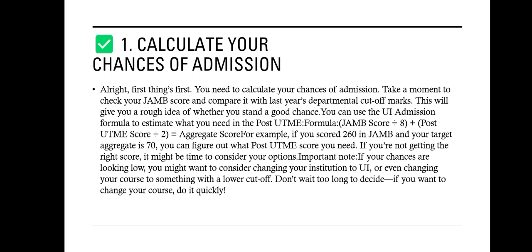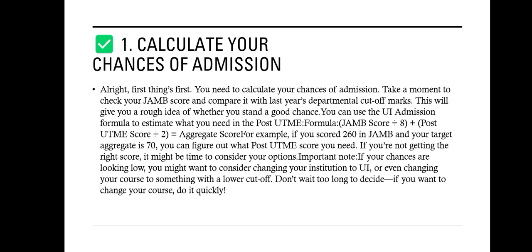So if you are planning to study a particular course whose average cutoff mark is 70, and you have seen your JAMB score, whatever it could be, you can use it to calculate your chances. Admission requires that you have at least 200 in JAMB. If you don't have up to 200 in JAMB, you are not qualified to apply for UI Post UTME. But as long as you have at least 200, you are qualified to apply.